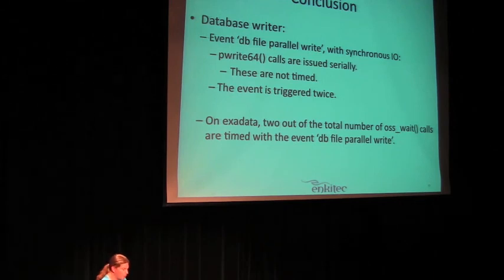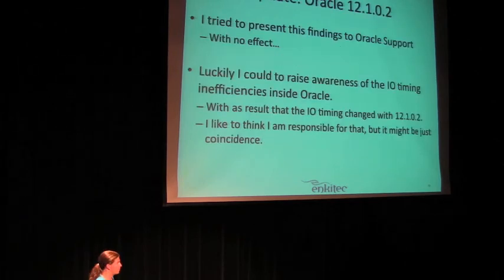DB file parallel write also is the wait event with synchronous I/O, but it issues them in a serial way, and it does not time at all. And on Exadata, it shows only the timing of the first 2 I/Os which are ready, and all the other ones the database writer will wait for, but is not visible. I tried to show my timing findings to Oracle, so I opened a My Oracle Support case. Am I over time? Yeah, it's time.